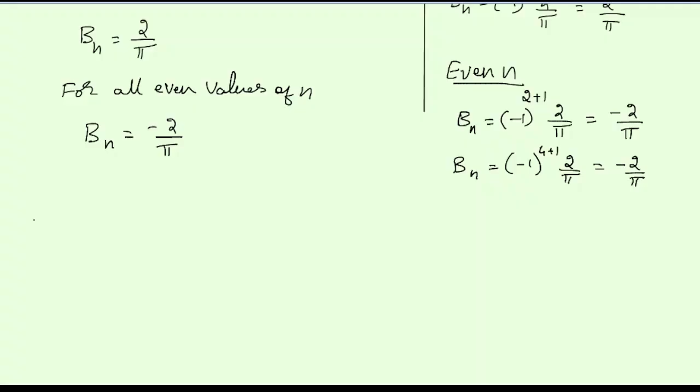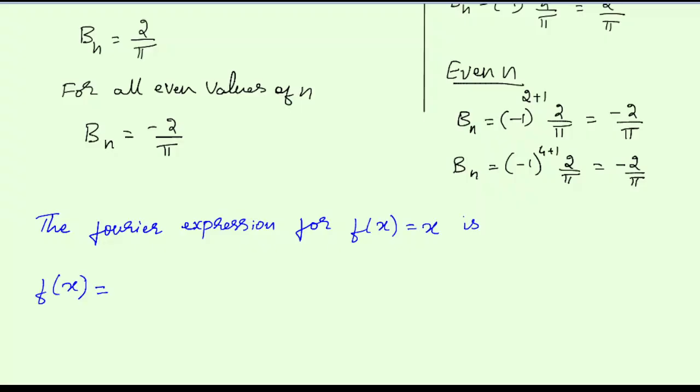So our final answer should be like this. The Fourier expression for f of x equals x is f of x equals a0, which was 0, an is 0. The next term will be the summation over n equals 1 to infinity of Bn, right? What is the value of Bn? Minus 2 times minus 1 to the n divided by n, sine nx.